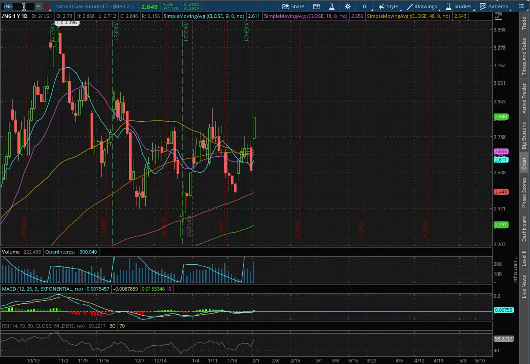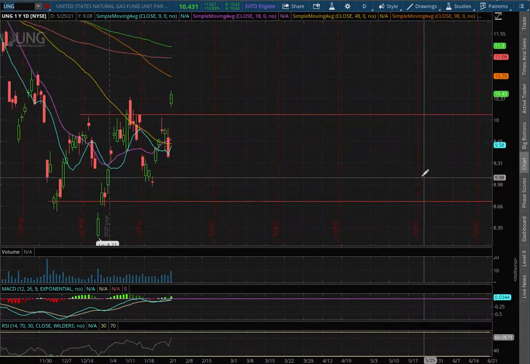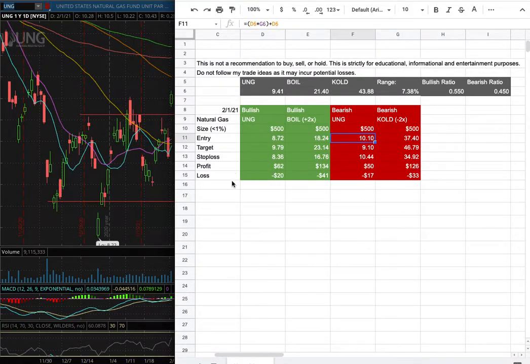As for the trade idea of the week, I'll be trading UNG. And for my position size, that is less than 1% of my portfolio. And my long entry is at $8.72, and that is this range there. My sell target for it is at $9.79, and my stop loss is at $8.36.